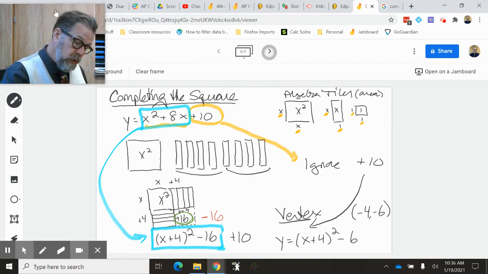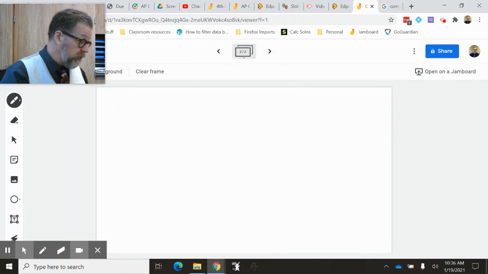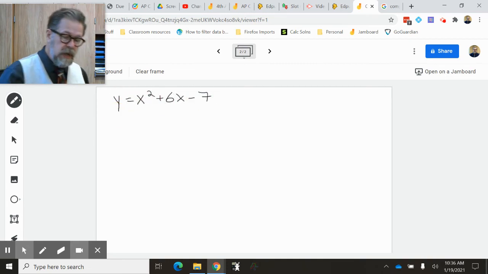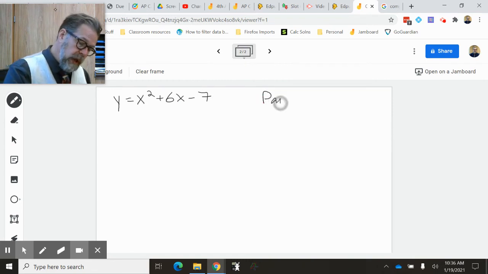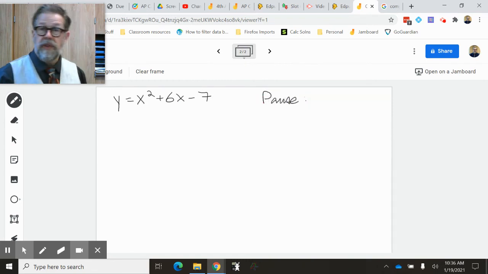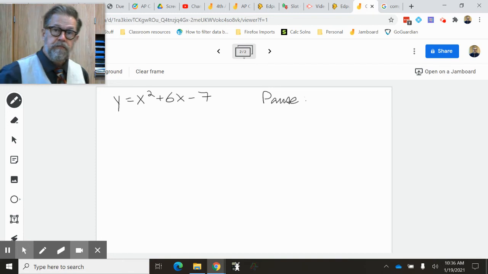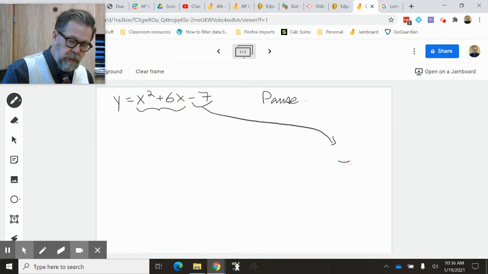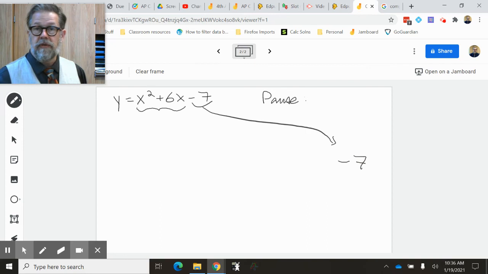Okay. Let's do one more example. y equals x squared plus 6x minus 7. Why don't you go ahead and pause the video and write this in vertex form? Okay. So what I am again going to do is take that minus 7 and shove it off to the side and ignore it for now.